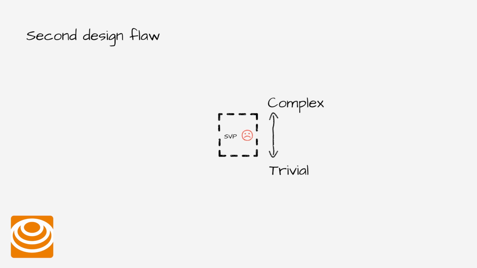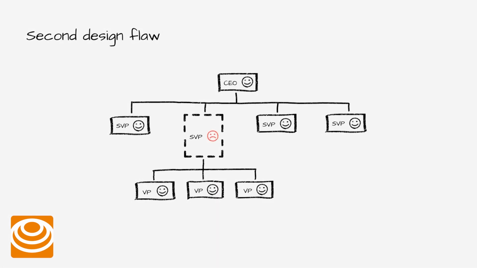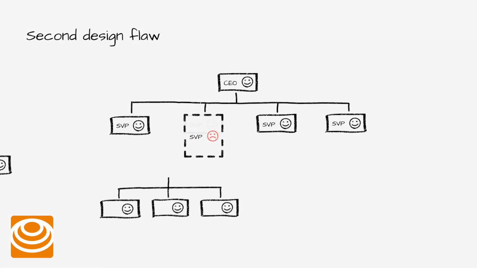In other words, we have poor judgment and decision making at one end, sloppiness at the other. Both cases lead to poor performance and low job satisfaction. To address this flaw, extra layers must be added to the organization.